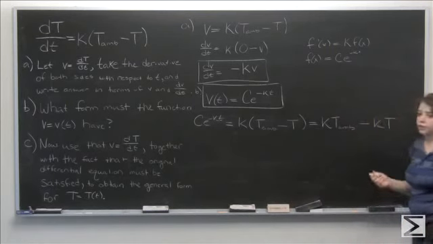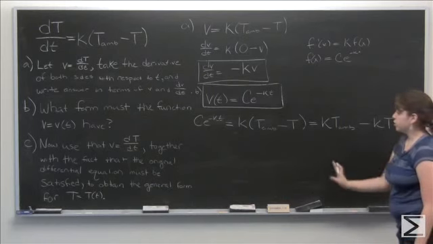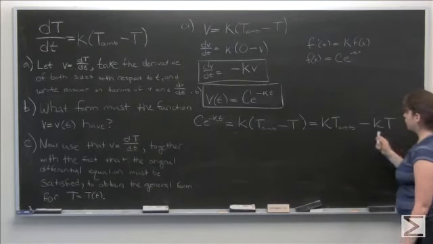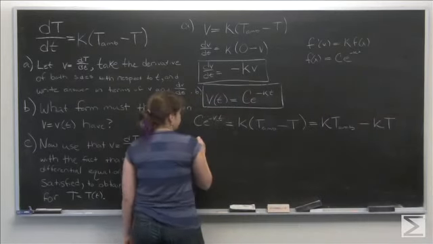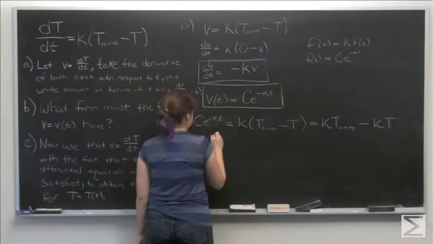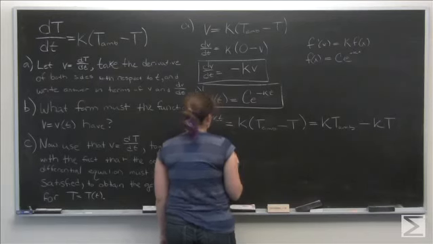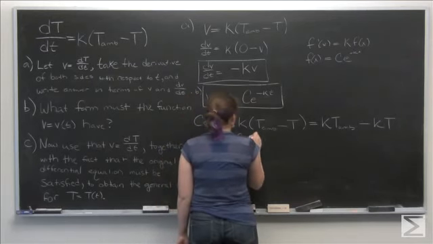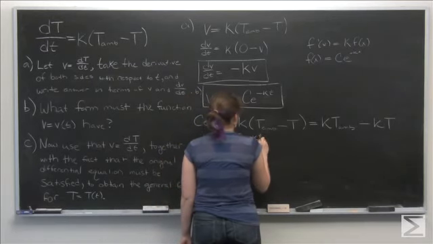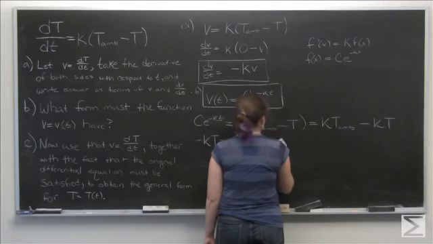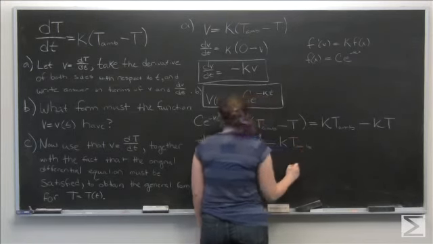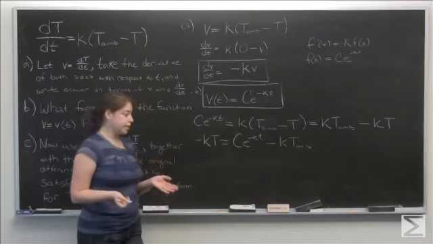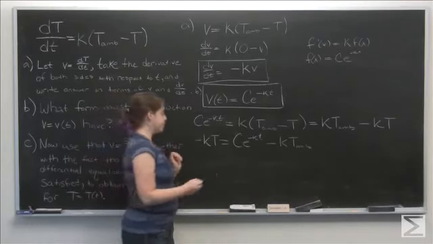All right, so now we want, as I said, to isolate the T. Subtract k T ambient from both sides. So I'm just going to rearrange the order a little bit. So negative kT equals c e to the negative k lowercase t minus k uppercase T ambient. And then we're going to divide both sides by negative k.